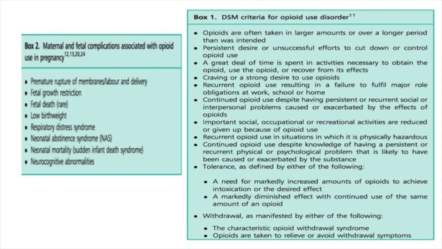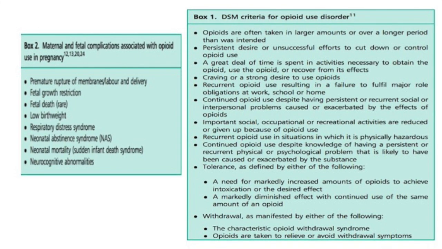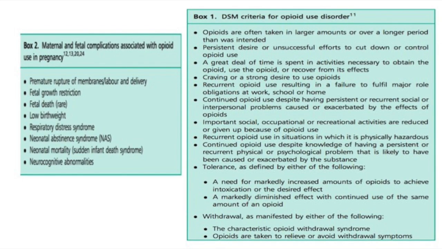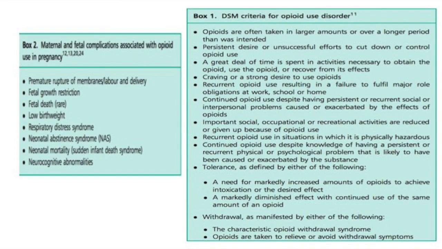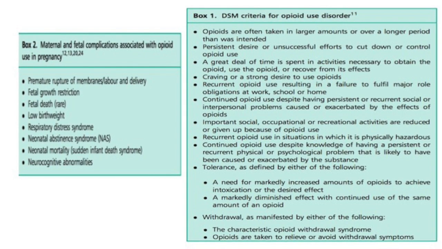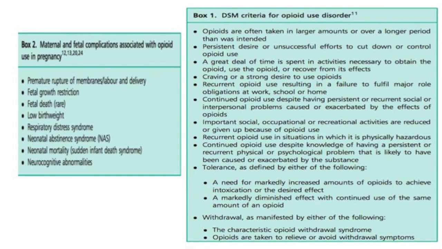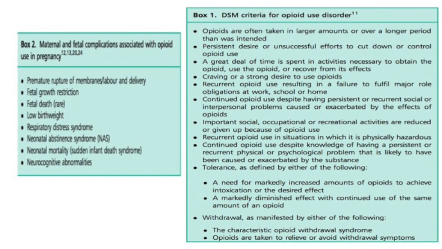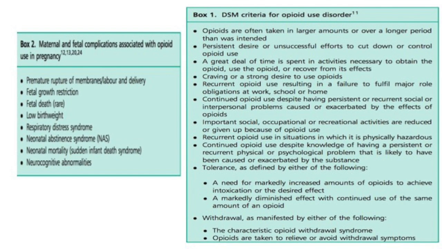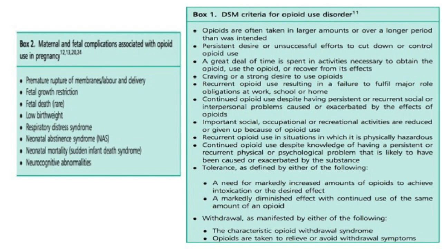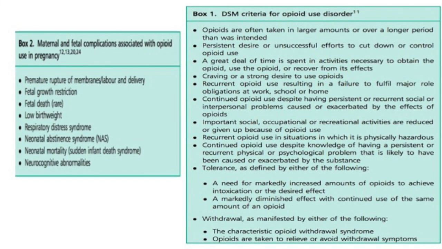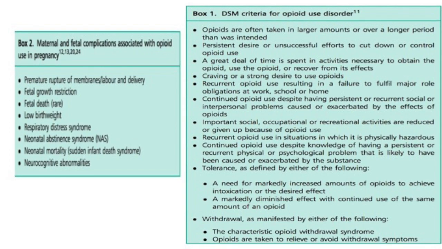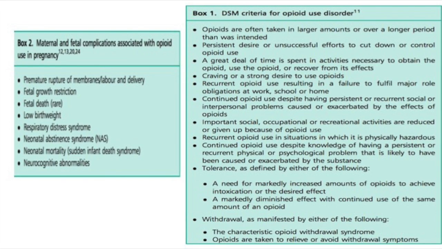Opioids are often taken in larger amounts or over a longer period of time than was intended. Persistent desire or unsuccessful efforts to cut down or control opioid use. A great deal of time is spent in activities necessary to obtain the opioid, use the opioid or recover from its effects. Craving or a strong desire to use opioids.